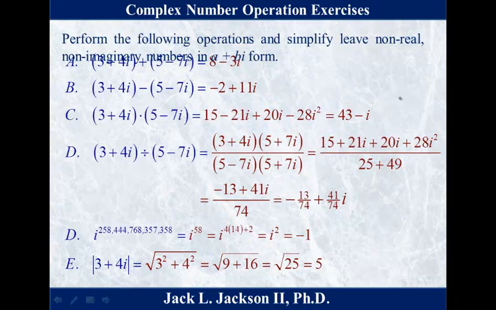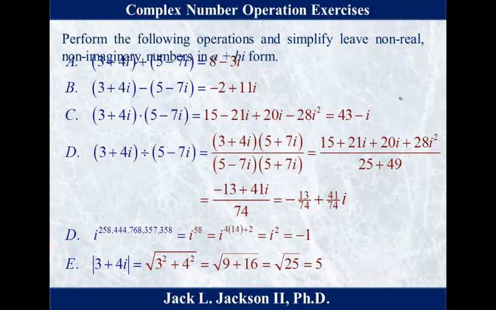Okay, so here we go. The first one, we're just adding the real parts and adding the imaginary parts. 3 plus 4i plus 5 minus 7i. You just add the 3 and the 5 to get 8. You add the 4 and the negative 7 to get negative 3 for the coefficient of the i, the imaginary part. Subtraction, we need to distribute the negative before we add. So that becomes a negative 5 plus the 3 is negative 2. That becomes a positive 7 plus 4 is 11. So you get negative 2 plus 11i.